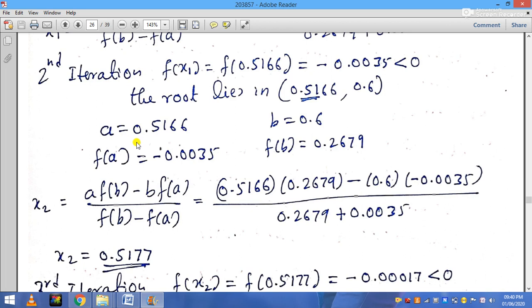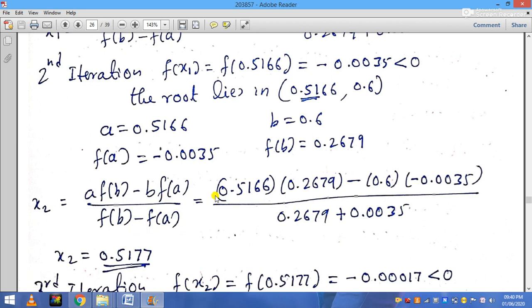Then here a is 0.5166, f of a will be minus 0.0035, b will be 0.6, f of b will be 0.267. So put all the four values in the regula falsi formula, that is x2 is equal to a into f of b minus b into f of a divided by f of b minus f of a.